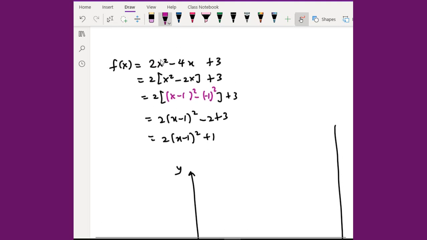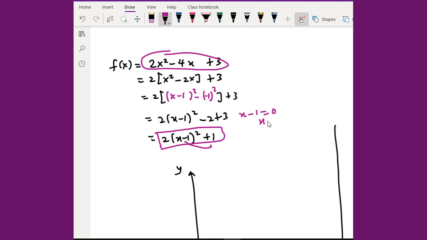Let's say given a quadratic function. First thing, before sketching the graph, it is better for you to complete the square and get the value like this. From the completed square, it is easy for you to sketch the graph. When x minus 1 is equal to 0, we get the extreme value. Whether it is a maximum or minimum depends on the pattern of the graph. This is 1, and this is the y value. So at the point (1, 1), the graph is at its maximum or minimum.